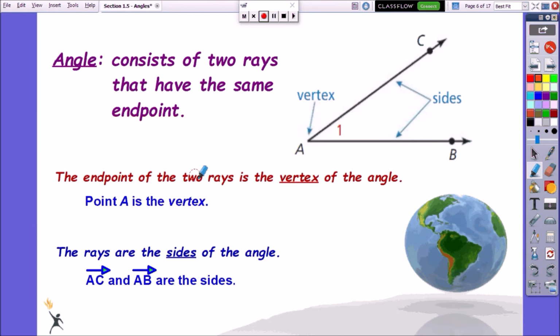All right, the endpoint of our 2 rays is called the vertex. And this is a vocabulary word we are definitely going to use quite a bit throughout the year. So point A is the vertex of our angle. You can also think of the vertex like the elbow of the angle. Imagine this angle is like an arm, and the vertex is your pivot. Your elbow is how I kind of think of it. And the rays are the sides of the angle. So again, ray AC is a side, and ray AB is a side.